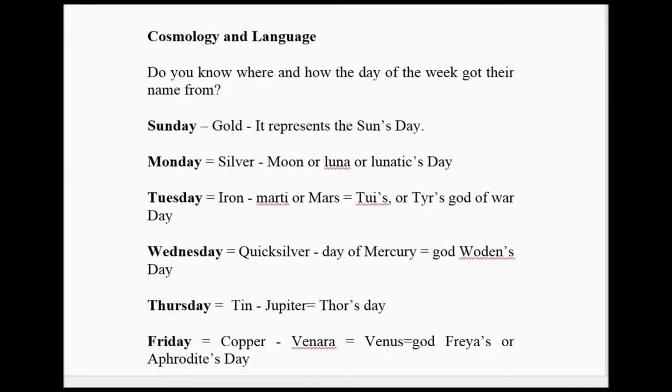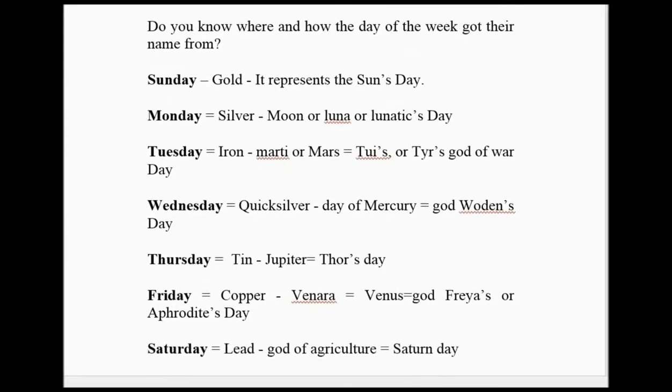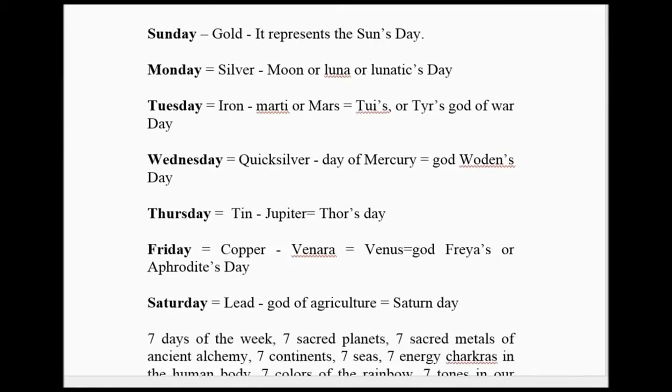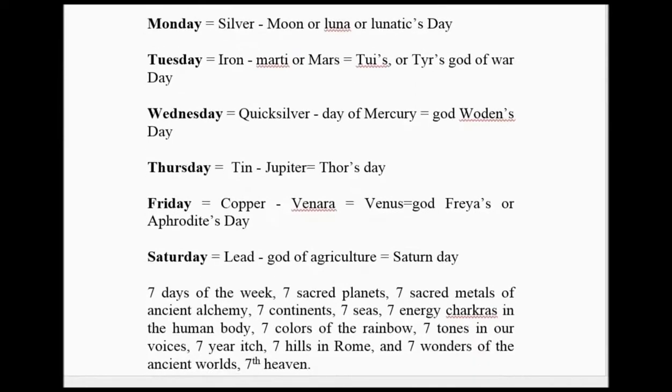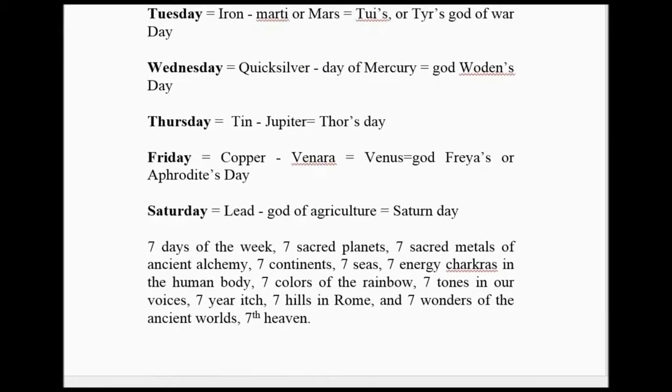All right, cosmology and language. You know how the days of the week got their names. Sunday represents the mineral gold. It represents the sun's day. Monday is the moon day, for Luna or Lunatics Day. Tuesday is iron, Martis or Mars, or Tyr's day, the god of war, after the Norse god.